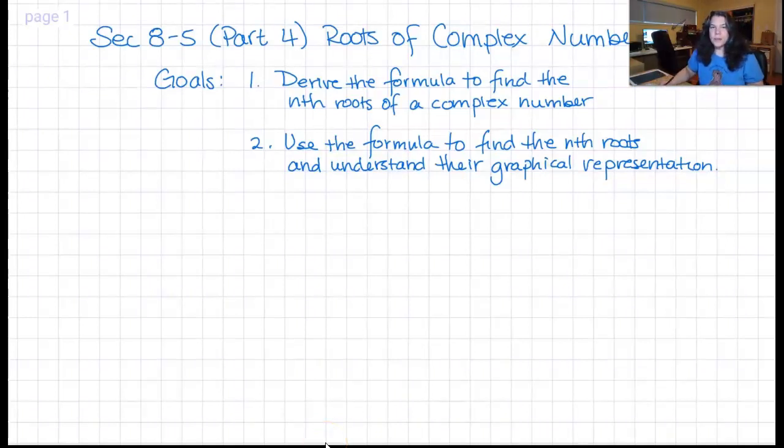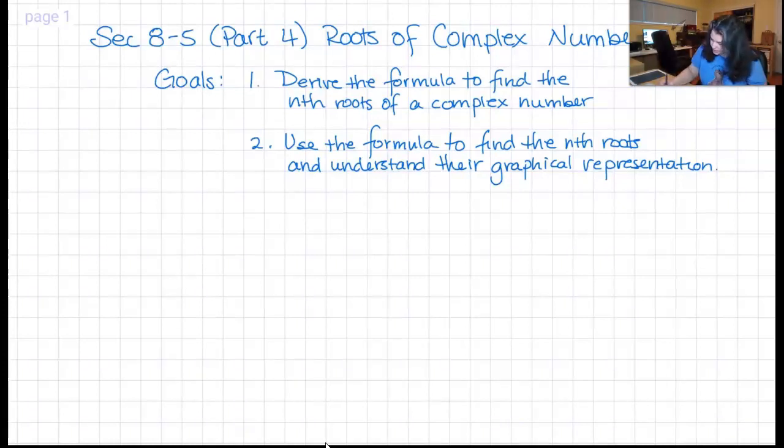So here we go. We are going to do part 4, which is the last part to section 8.5, and it's roots of a complex number. So we're going to do two things. We're just going to derive the formula, and we're going to use the formula. That's essentially it. So let's derive the formula.